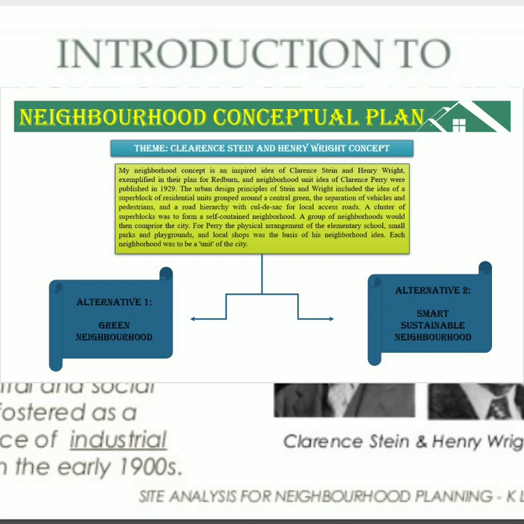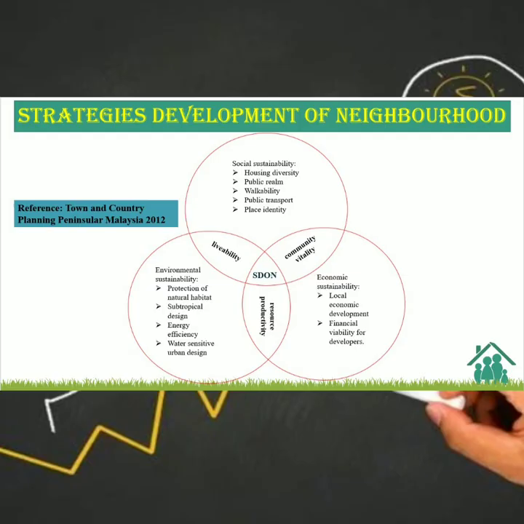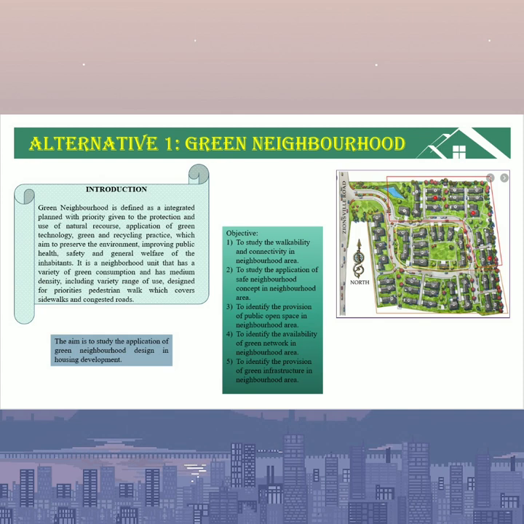A group of neighborhoods would then comprise the city. For Perry, the physical arrangement of the elementary school, small park and playground, and local shop was the basis of his neighborhood idea. Each neighborhood was to be a unit of the city. And from this concept, I choose alternative 1, green neighborhood, and alternative 2, smart sustainable neighborhood. For strategic development of neighborhood, we should consider livability, community vitality, and resource productivity, which focus on social sustainability, environmental sustainability, and economic sustainability. Alternative 1, green neighborhood.